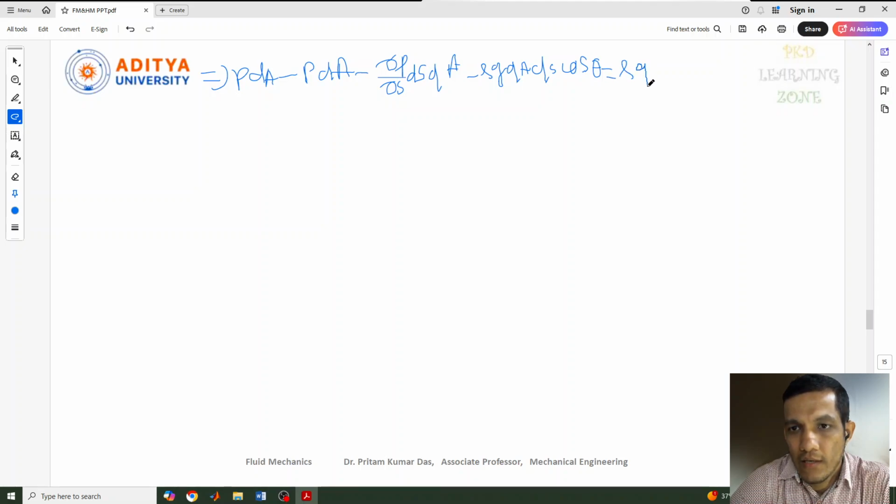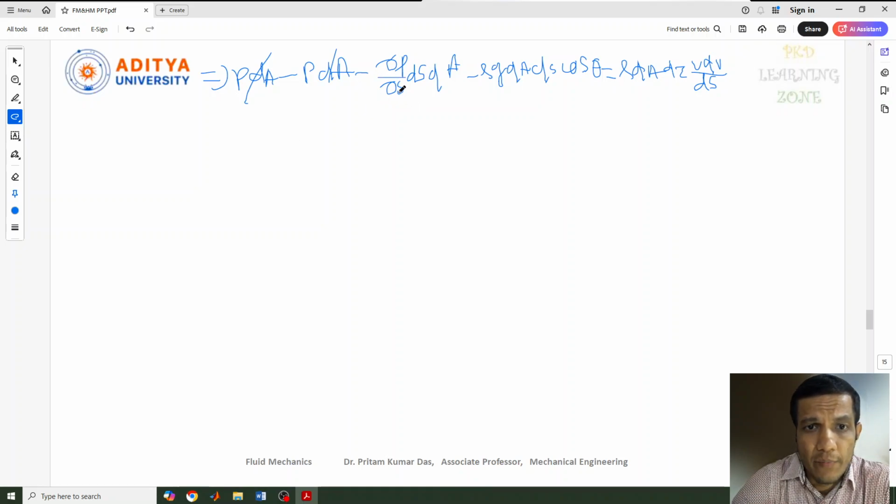So mass is nothing but rho dA ds, and we'll get the value of acceleration. We can put it as v dv by ds, suppose. Okay, so this is the equation. Now next, minus del p by del s ds dA minus rho g dA ds cos theta equal to rho dA ds v dv by ds. Okay, this is the value.